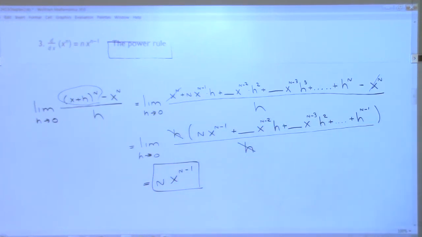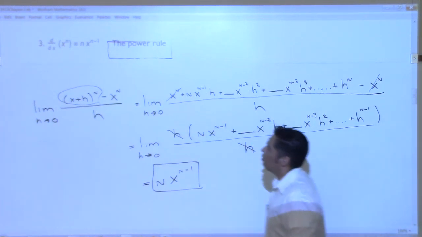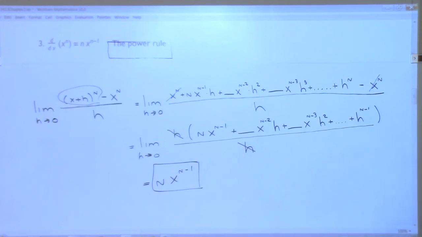Right? That's the formula. That's how you prove the power rule. It's not straightforward. You have to know some stuff first before you can do it. But it's pretty amazing, I think. So now you're allowed to use it, all right?